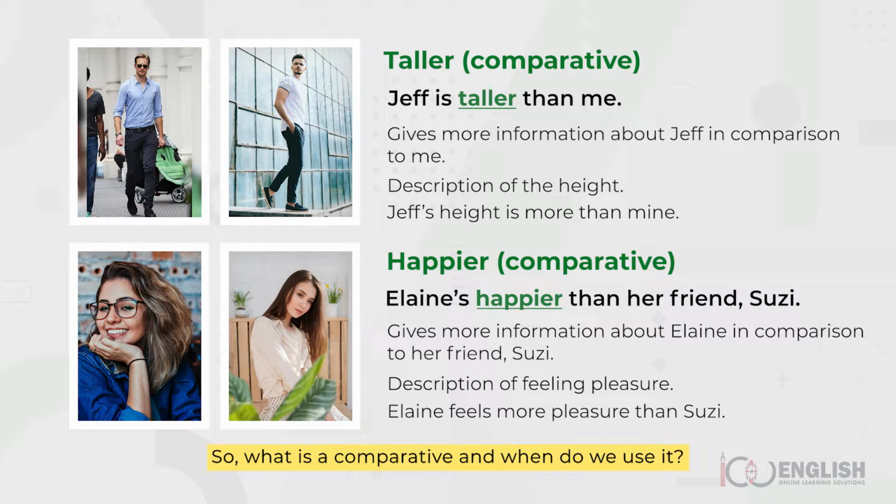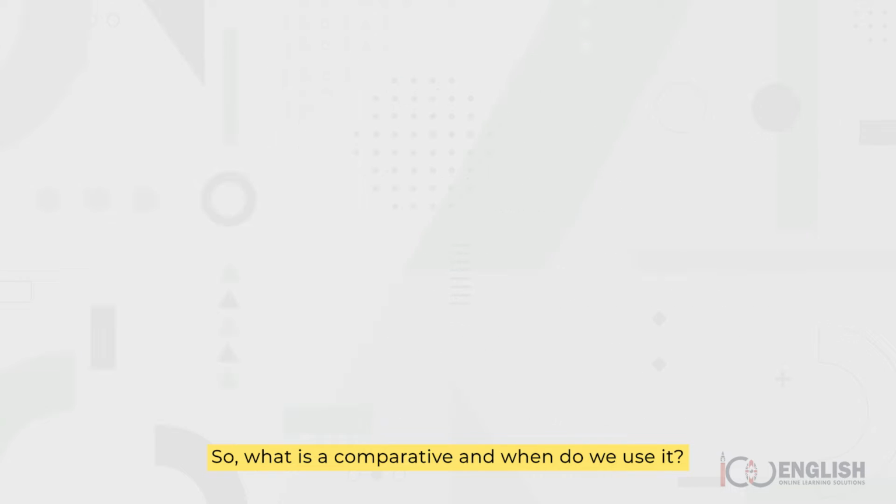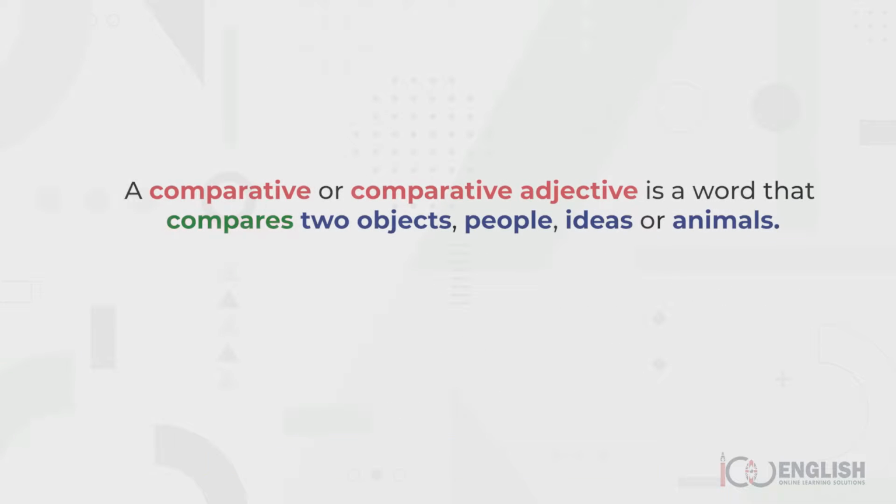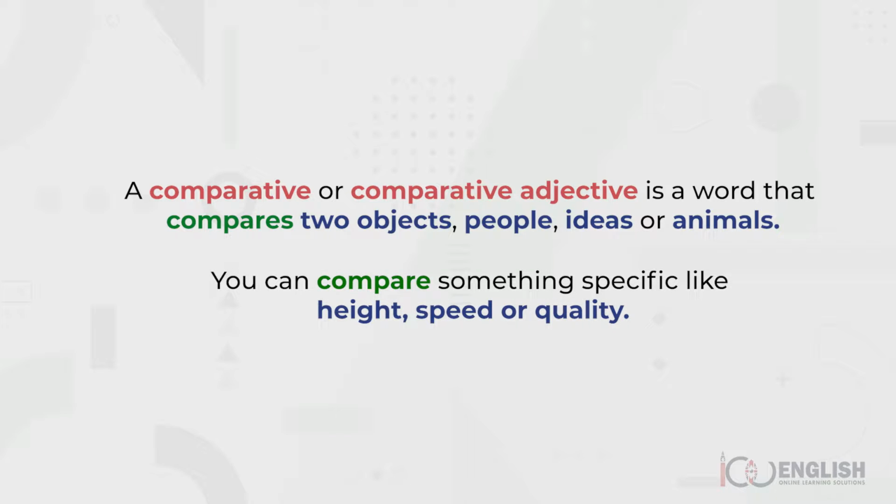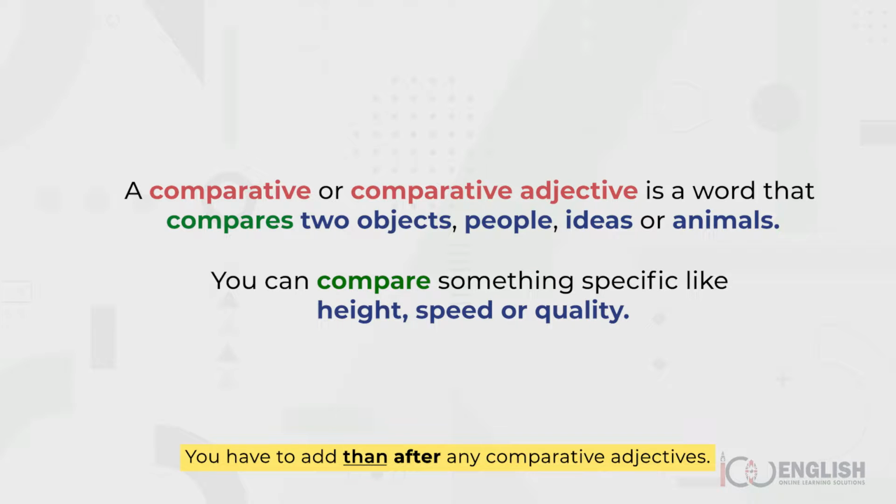So, what is a comparative and when do we use it? A comparative or comparative adjective is a word that compares two objects, people, ideas, or animals. You can compare something specific like height, speed, or quality. You have to add than after any comparative adjectives.